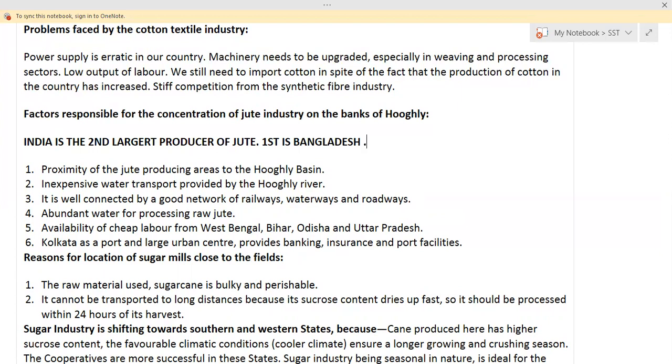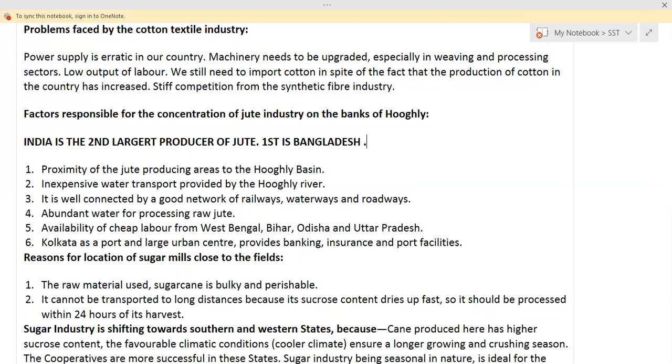Inexpensive water transport provided by the Hooghly River. Water transport is very inexpensive, not very expensive. It is well connected by a good network of railways, waterways and roadways. Roadways we can use to transport through roads, railways to other cities, and waterways to abroad. They are all interconnected, so there is a good facility of transportation.